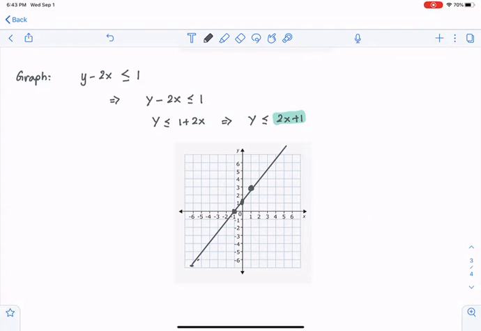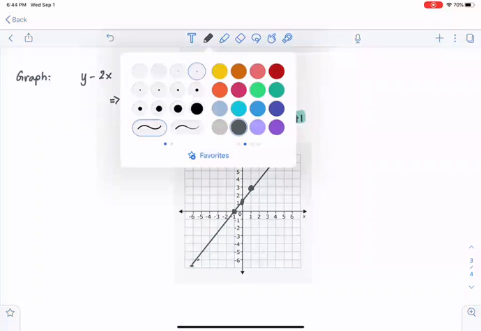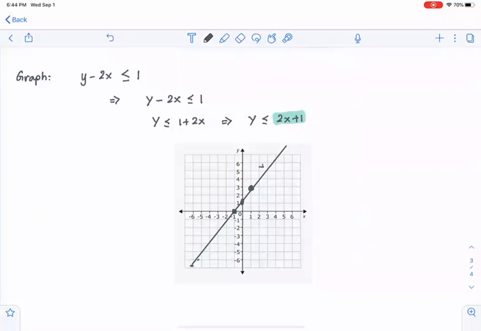Now we go back to the inequality sign. It is less than. So we draw the line, which is y equals 2x plus 1, which is right here. Now we have to account for everything less than 2x plus 1. So everything below would be a solution.